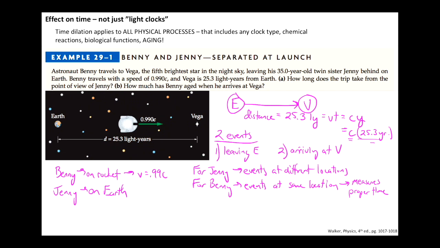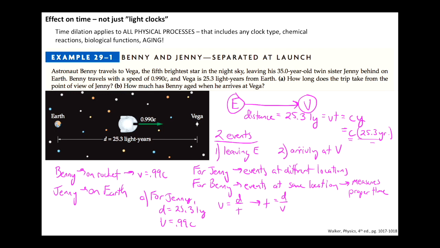So let's see. Part A says, how long does the trip take from the point of view of Jenny? Jenny is just like, okay, Benny has to go from here out to Vega. I know how far that is, I know how fast he's traveling, I'm just going to do a calculation. So for Jenny, the distance is 25.3 light years. The velocity is 0.99 c. Velocity is distance over time, so we can rearrange that and say that time is distance over velocity.